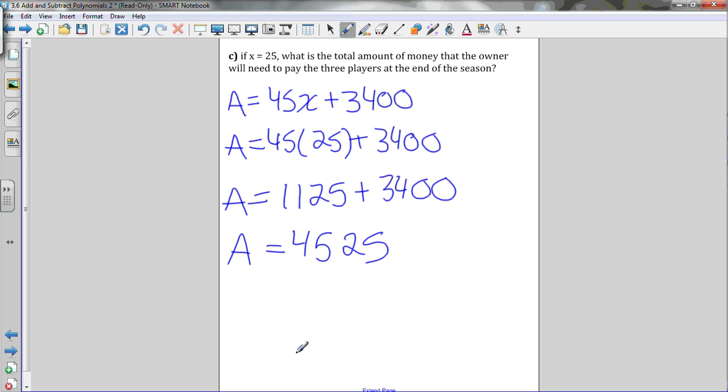So the total amount of money that the owner is going to have to pay those players at the end of the season is $4,525. And that's it.